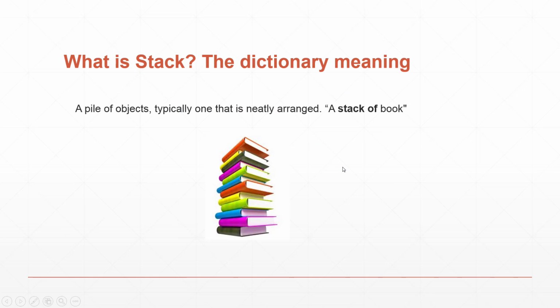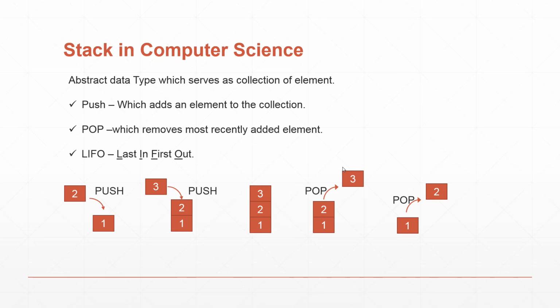So what is a stack? If we go with the pure English dictionary meaning, a stack is nothing but a pile of objects that is neatly arranged in order, as depicted in this picture, a stack of books. Now in computer science, a stack is an abstract data type which serves as a collection of elements, and some of the operations that can be performed on a stack are push and pop. Push adds an element to the collection, and pop removes an element from the collection.